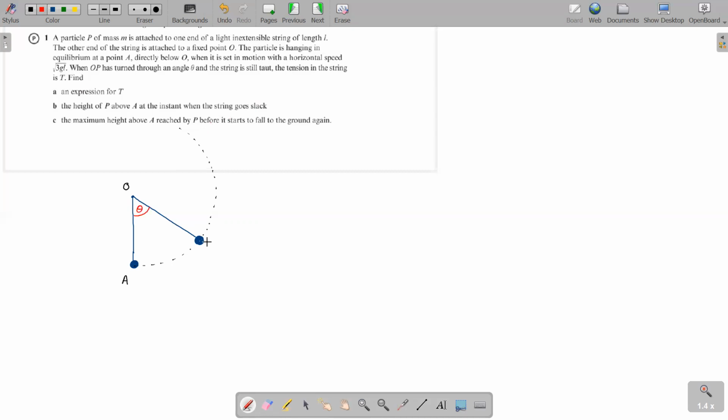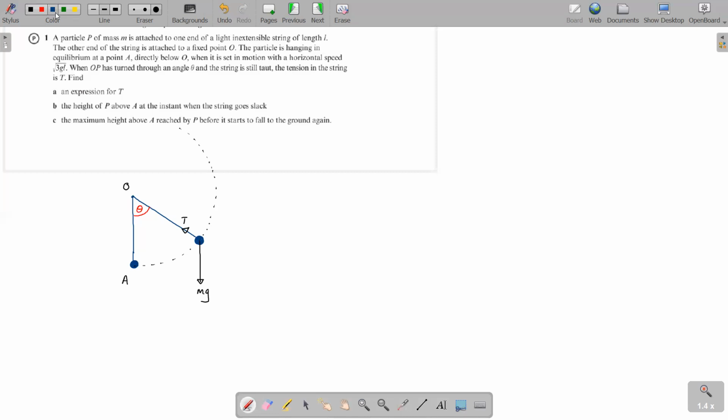The string is still taut and the tension in the string is T. So we'll mark the tension here as T. You have the weight mg. The tension in the string is T. Find an expression for T. All right, so let's find it.